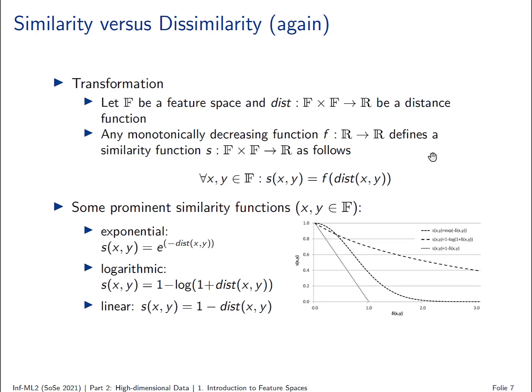Very often the highest similarity is then 1. For example, in the linear case, the distance between x and itself, so if y were x, is 0. From x to x, it's 0, of course. Then we have 1 minus 0, which is 1, the highest similarity possible. And the other way around is sometimes a little bit different. Just keep that in mind.